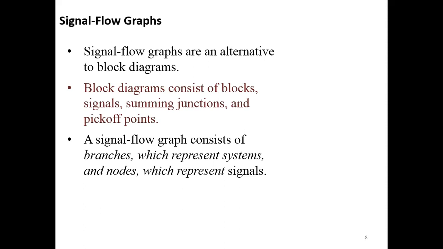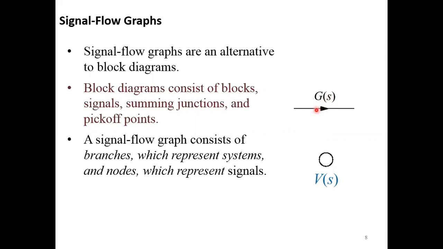In block diagrams, we have blocks, also called systems, signals, summing junctions, and pickoff points. Whereas in the signal flow graph, the blocks or subsystems are replaced with branches and the signals are replaced with nodes. Here we have the transfer function or the system G of S.